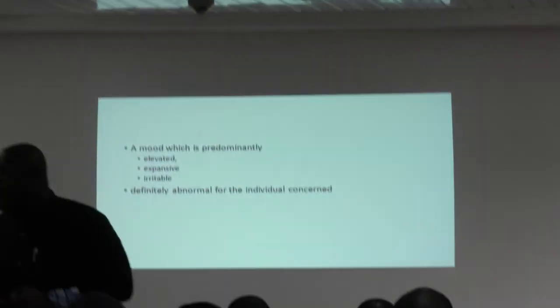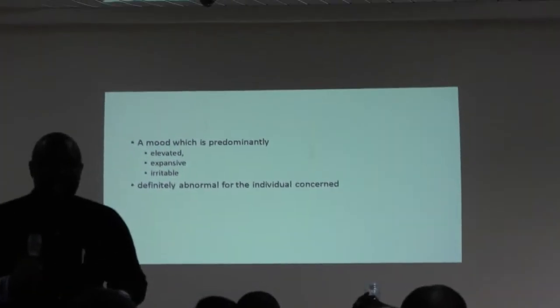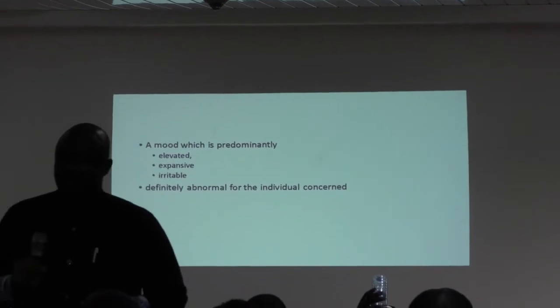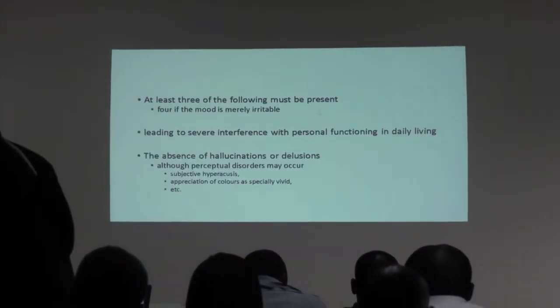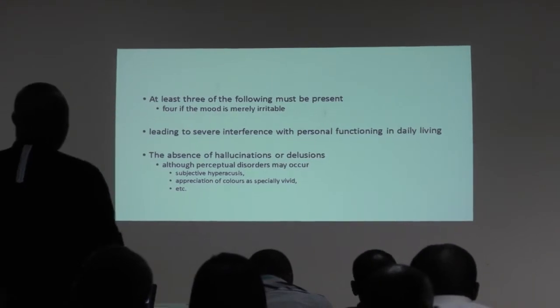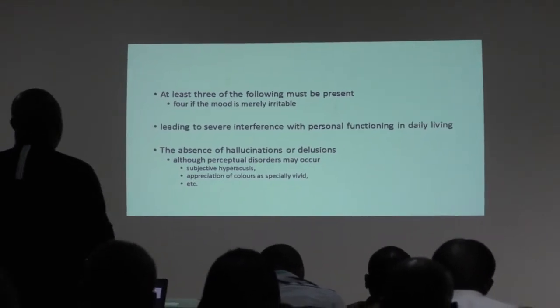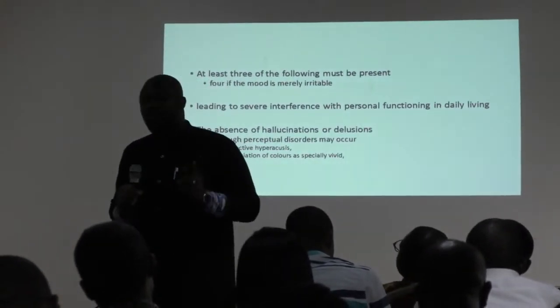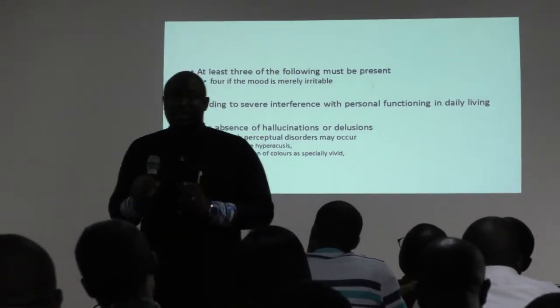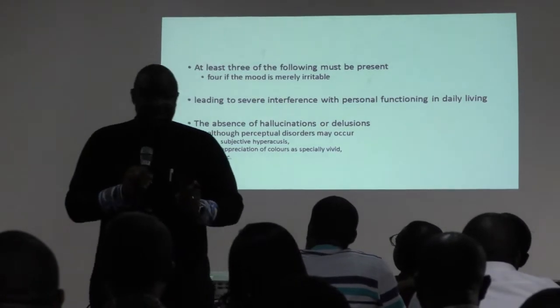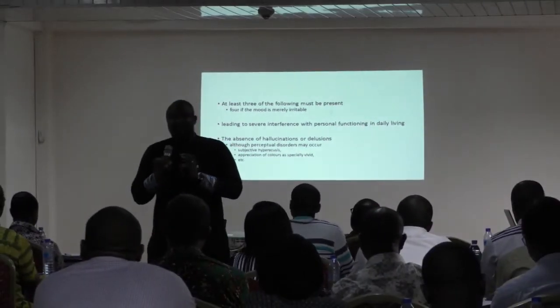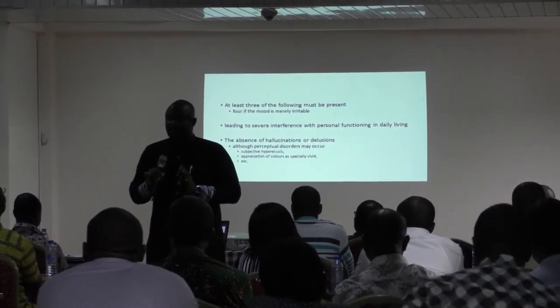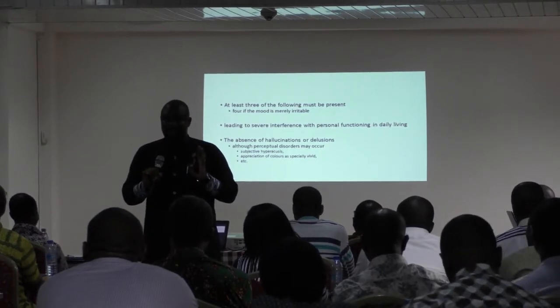And definitely abnormal for the individual concerned. So again, the mood is up or the person is irritable. Other symptoms. Again, we're dealing with 3 other symptoms if the mood is elevated. But if the mood is irritable, which is not as strong as elevated, then you need 4 more symptoms. I hope that makes sense.